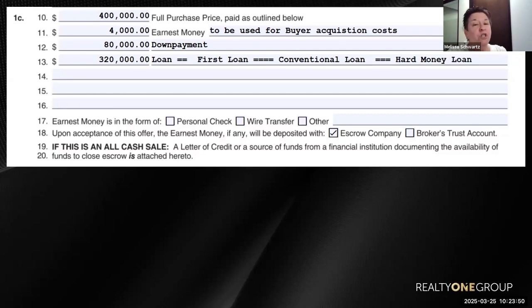You don't have to put it that's used for anything. You can just be earnest money. You can leave that blank if you want to. I have down payment there. Obviously, if that's additional money coming in.